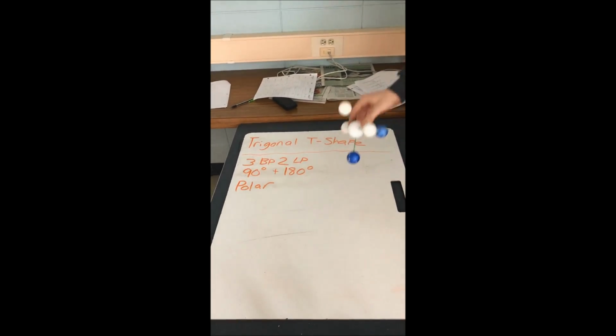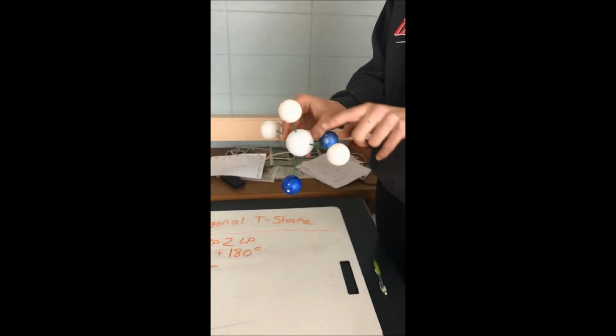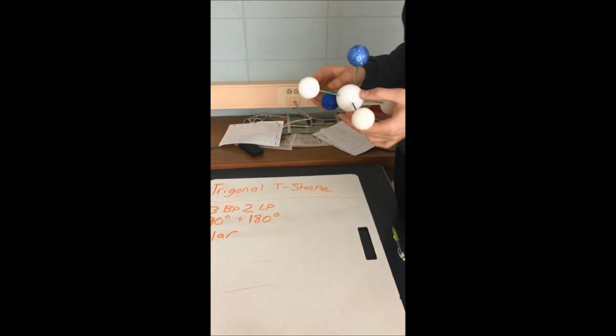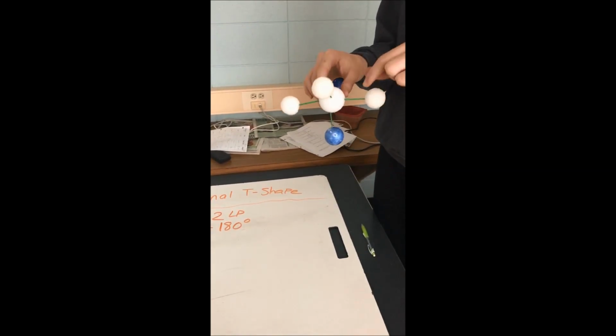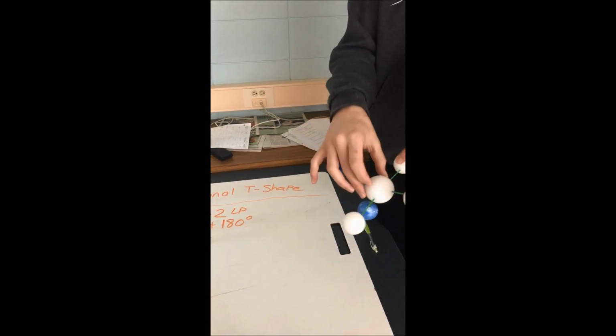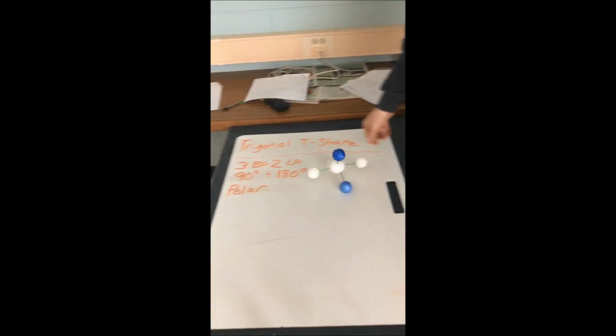The angles between these ones are 90 degrees right here. And then there's a 180 degree bond angle between these two. And it is polar because the electrons, or the negative, will be about right here and the positive is here, which will give off a slight charge.